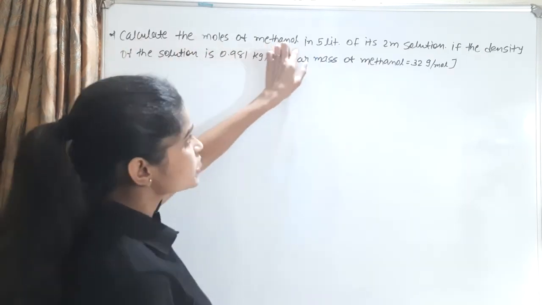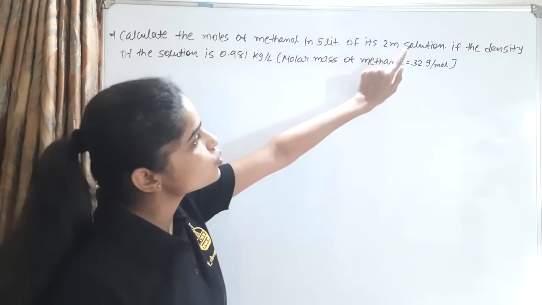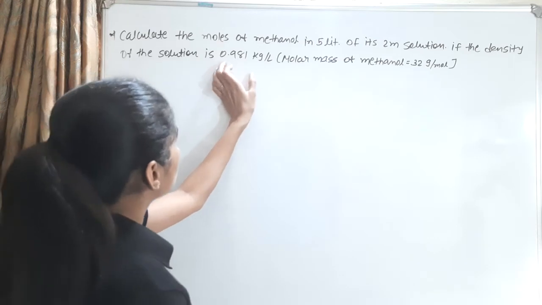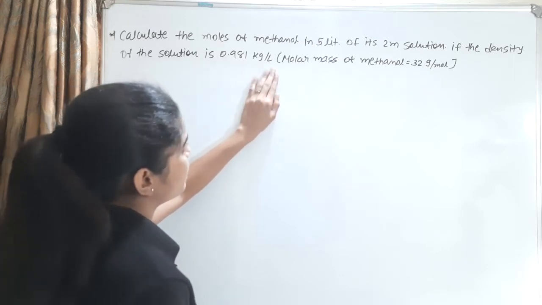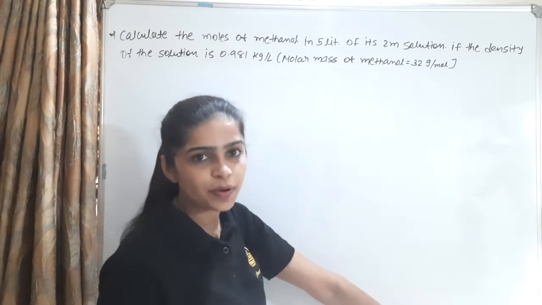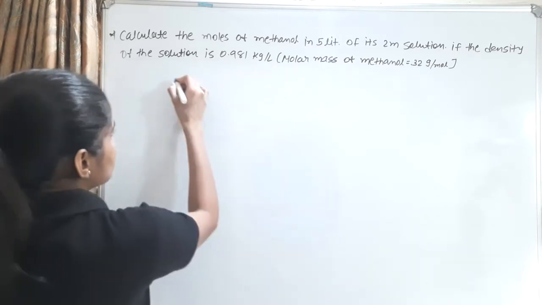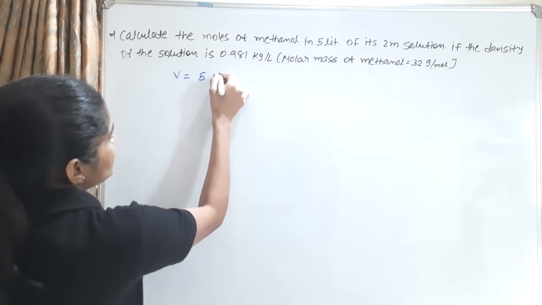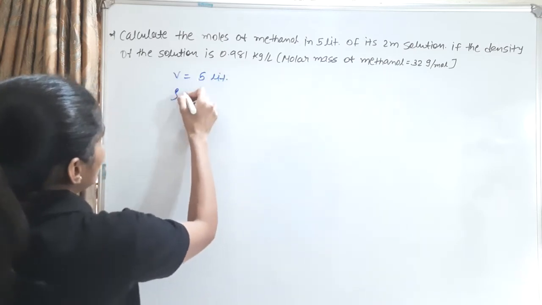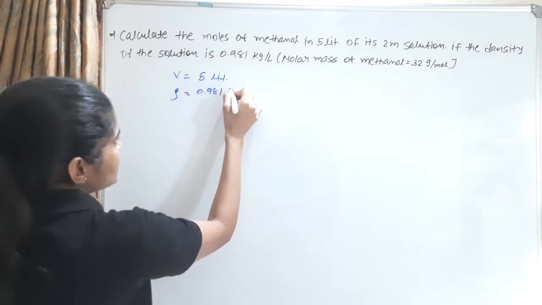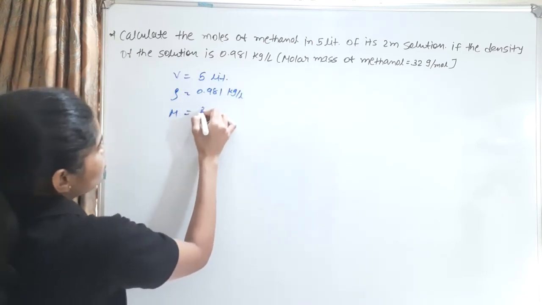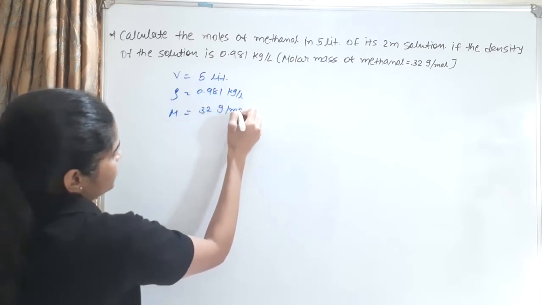Calculate the moles of methanol in 5 liter of its 2 molar solution, if the density of the solution is 0.981 kg per liter. Molar mass of methanol is equal to 32 gram per mole. Given data: the volume is equal to 5 liter, concentration 2 molar, density rho is equal to 0.981 kilogram per liter and molar mass M is equal to 32 gram per mole.